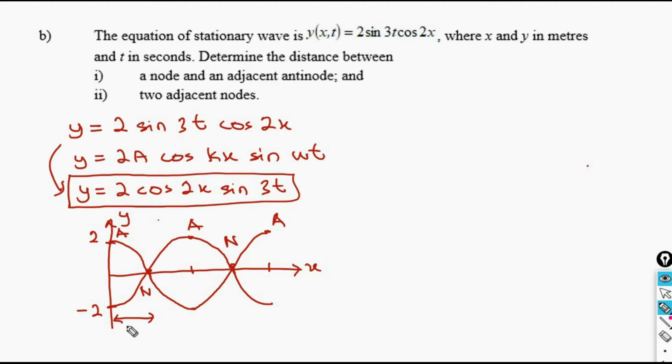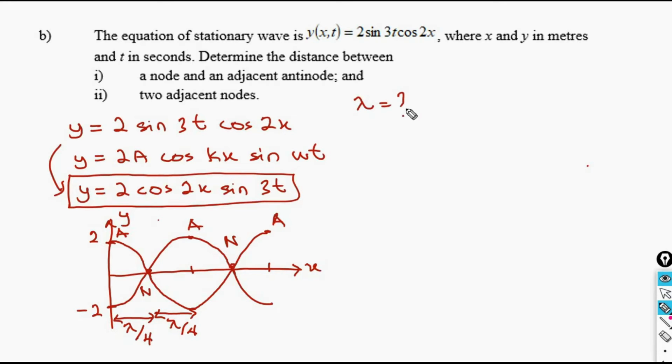It is equal to lambda over 4. The distance between node and antinode is also lambda over 4, and this one also lambda over 4. So the question asks for the distance between a node and an adjacent antinode, meaning that we want to find lambda over 4. So we have to find lambda first.